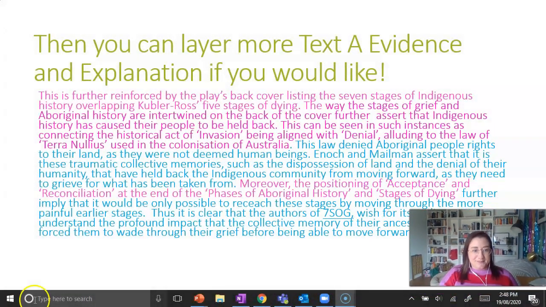Okay, so now we're going to look at how you transition from the evidence and explanation in your first text to your second text. So let's have a look. We just talked about how you can layer your evidence, put all of the text A evidence together, but kind of layer it, which would give you the opportunity to have more depth and also show text knowledge.